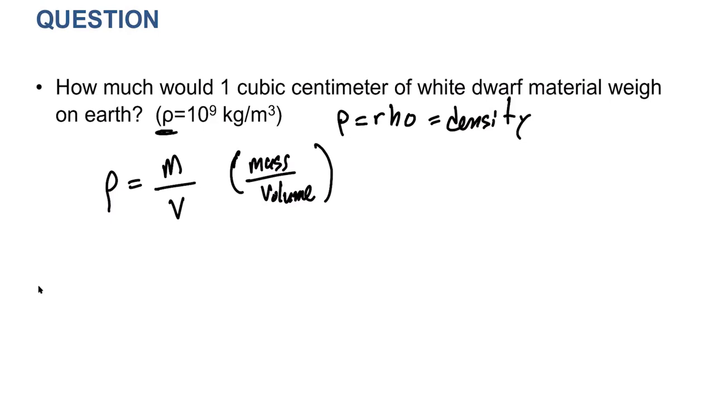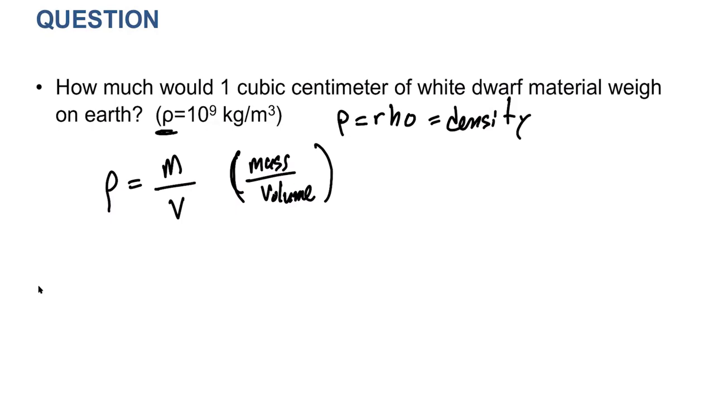Okay, so in this case, we know what the density is. That's 10 to the 9 kilograms per cubic meter. And we know what the volume is. That is 1 cubic centimeter. So we need to solve this equation for the mass and do some fancy unit conversions if we want to be able to solve this equation. So let's solve this for mass first.